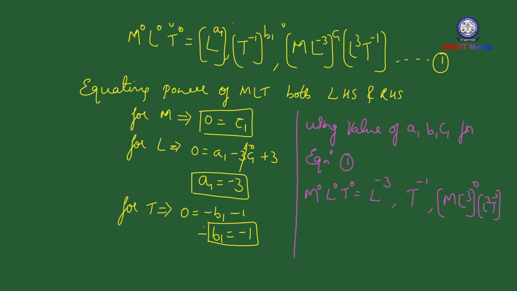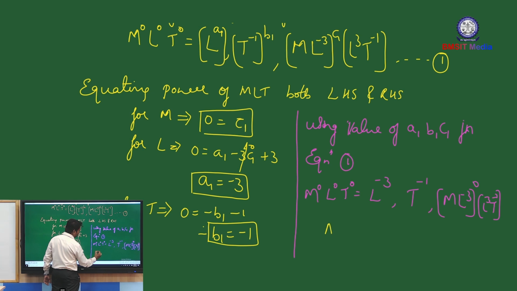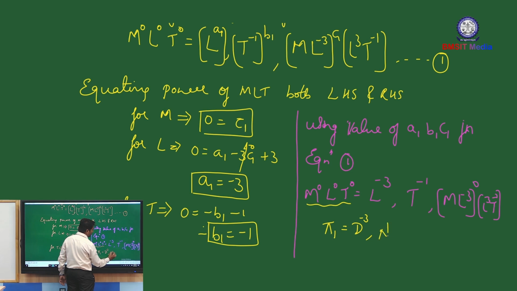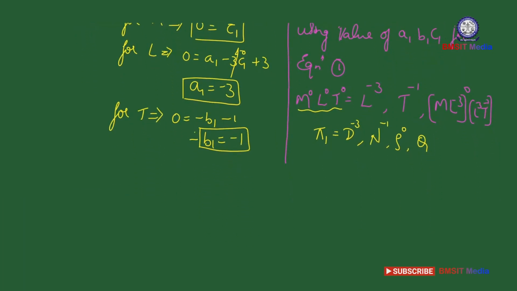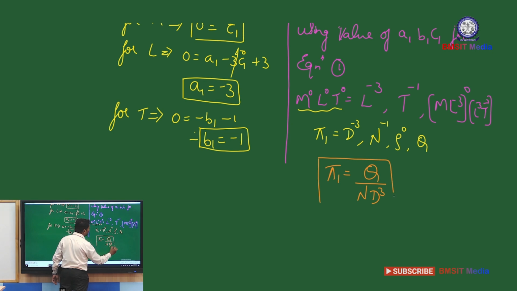So what is this one? This term we have taken as pi 1. It is equal to d to the power of -3, L indicating d; T indicating n to the power of -1; and density to the power of 0; and this is indicating q. If I simplify this, finally we'll get pi 1 equal to q by n d cubed. So this is the pi 1 term.